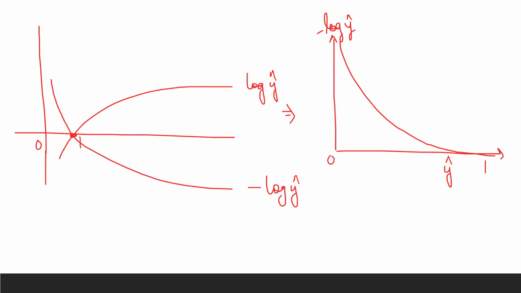Now, why we use minus log y hat and minus log 1 minus y hat as the equation for calculating the error will be explained through this graph. If the value of true label y is 1, then we use minus log y hat for calculating the error, right? So we will see that the graph for minus log y hat is this line.